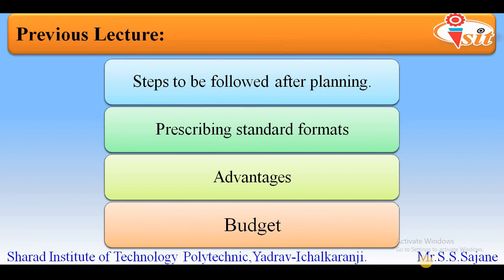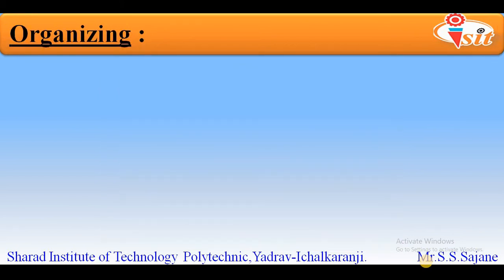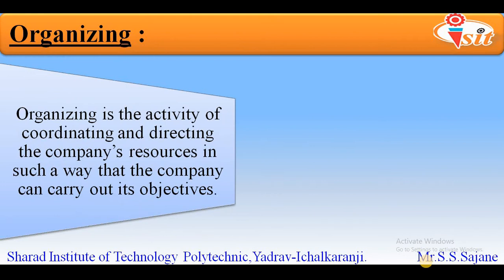So in today's lecture we will be starting with organizing, that is the other half of this chapter, organizing at supervisory level. Before starting with this, we should first know the actual meaning of organizing. Organizing is the activity of coordinating and directing the company's resources in such a way that the company can carry out its objectives.